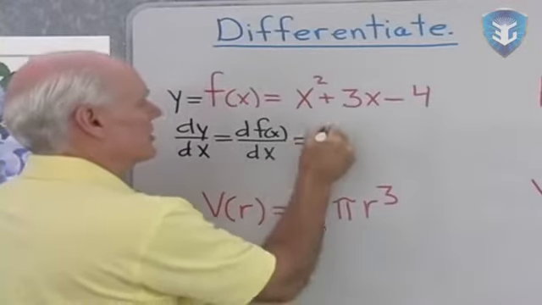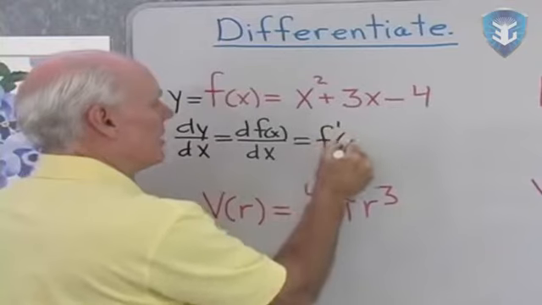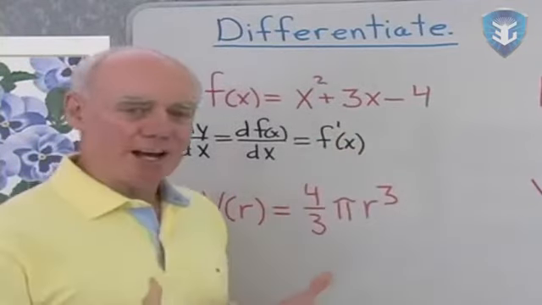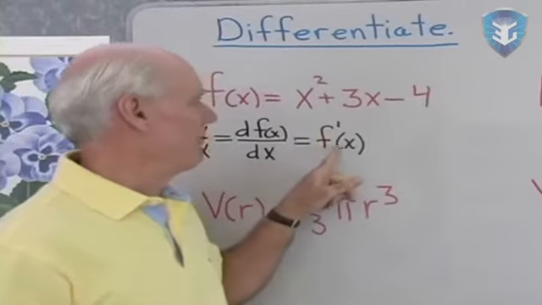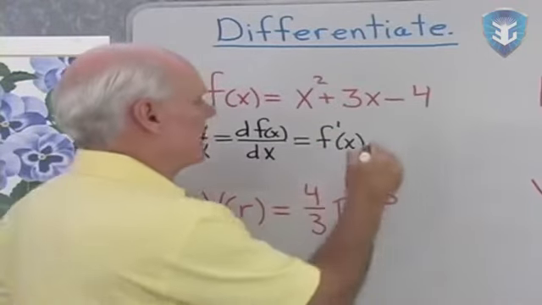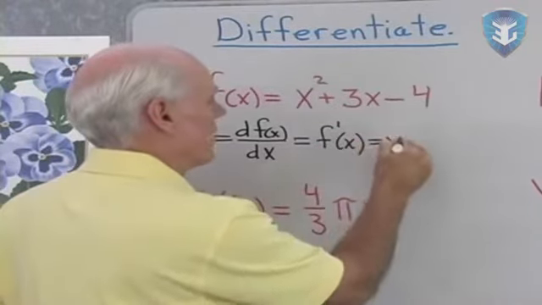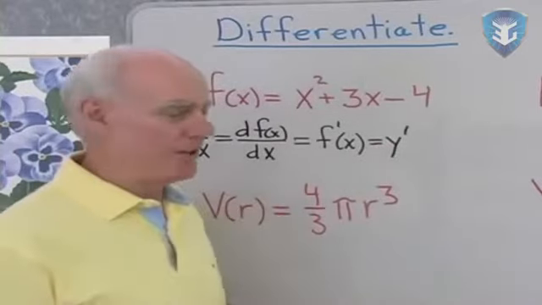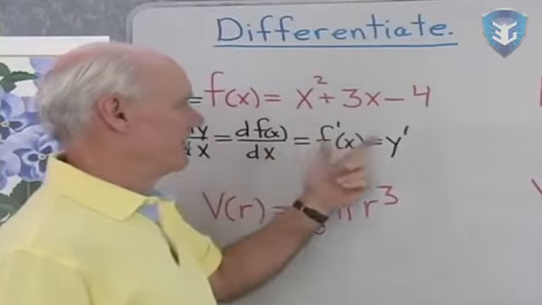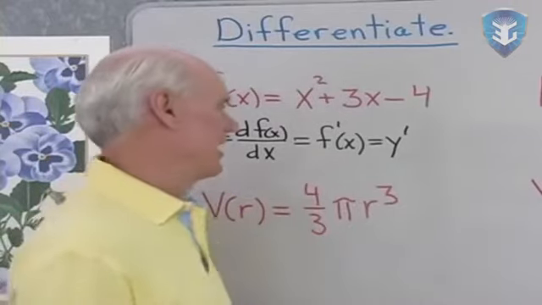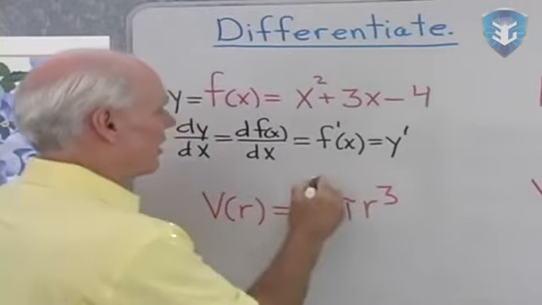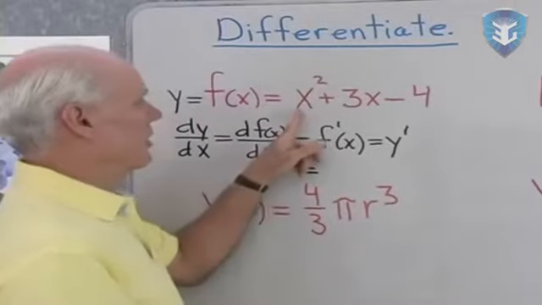I could say that this is f prime of x. When I do that, I know that when I just use the little prime mark, I know I'm differentiating f with respect to x. And I could also just write down y prime. And then there's no mistaking y as a function of x, so when I say y prime, I mean the derivative of y with respect to x. So whatever these are, when I differentiate, let's go ahead and do that.